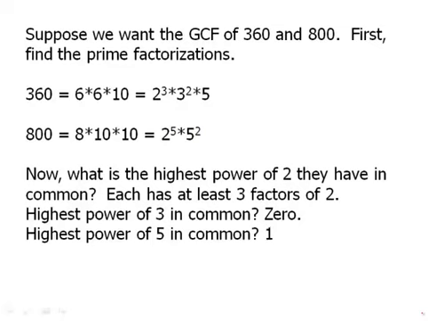Well, now we put that together. The common factor has to have 3 factors of 2, 0 factors of 3, and 1 factor of 5. And when we multiply that out, 2 to the third is 8, and then 8 times 5 is 40, and that's the greatest common factor.